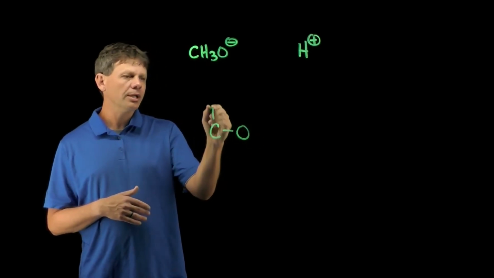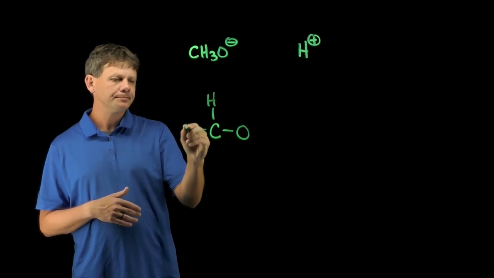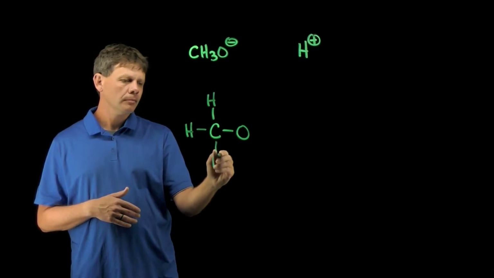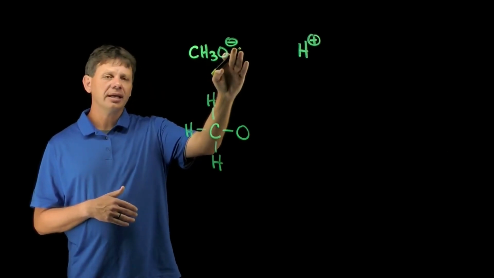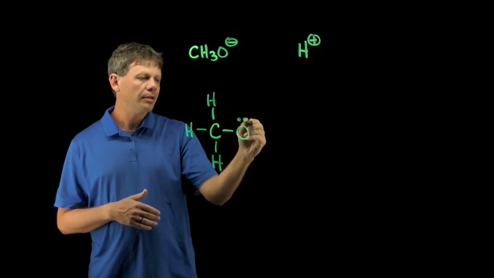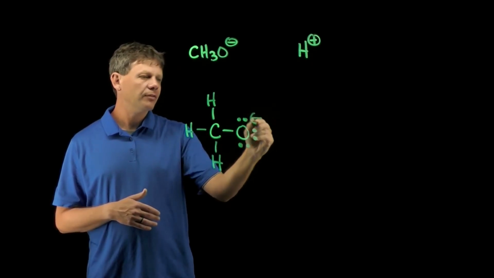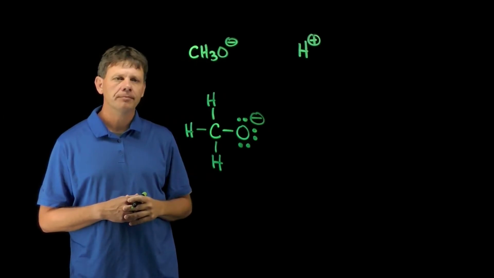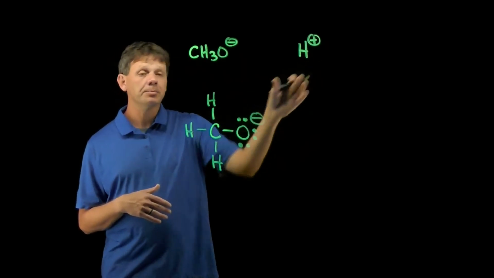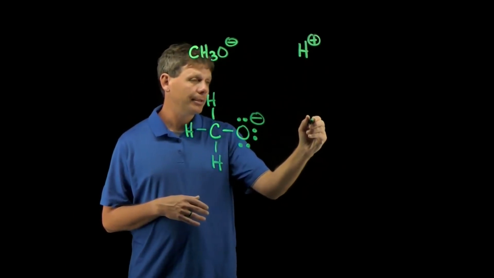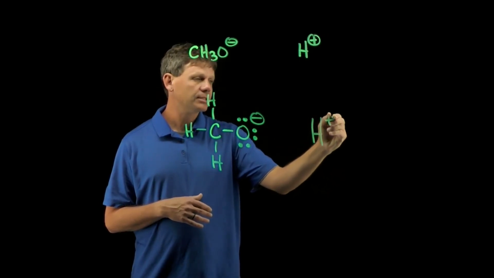We'll put the 3 hydrogens on carbon. Oxygen has a negative charge, so that's going to imply 3 lone pairs and a -1 formal charge. The Lewis structure of H+ is really easy. It's just H+.